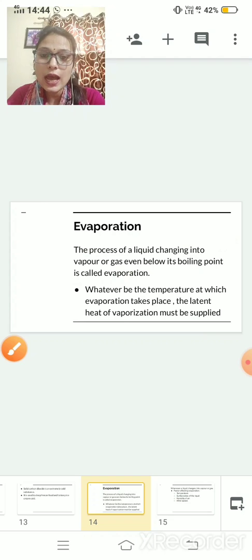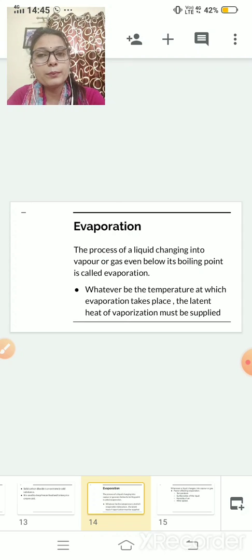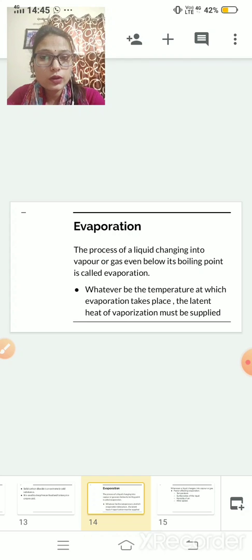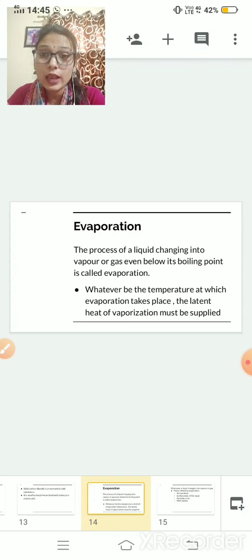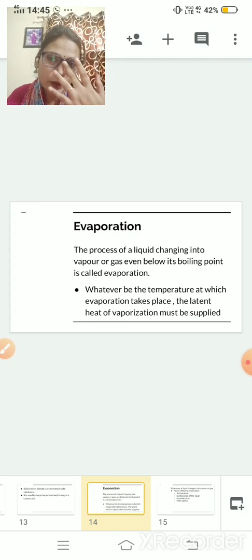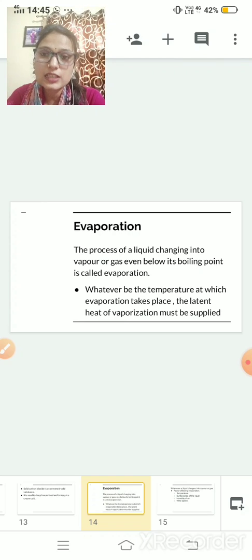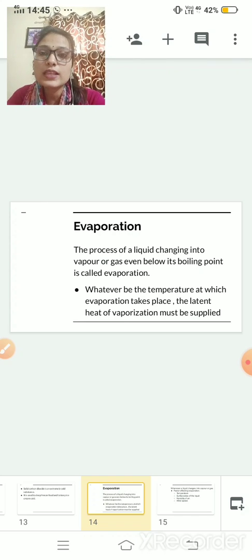Whatever be the temperature at which evaporation takes place, the latent heat of vaporization must be supplied. At which evaporation takes place, what thing do you require? You require latent heat. Yes, latent heat is a heat which helps us to convert the state of matter. Clear? That means before reaching the boiling point, that much heat you have already given to that liquid that it can change the state of matter, and that process is known as evaporation.